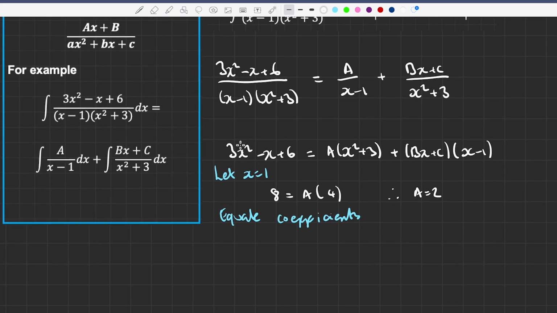If we look at this x squared term, the 3x squared can only be made by multiplying the a by the x squared, so ax squared, plus the bx times the x, so plus bx squared. We can divide through by x squared, therefore 3 will equal a plus b. And we know that a is equal to 2, so b will equal 1.